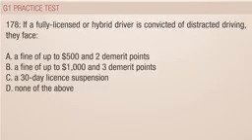Question 178. If a fully licensed or hybrid driver is convicted of distracted driving, they face A. A fine of up to $500 and 2 demerit points. B. A fine of up to $1,000 and 3 demerit points. C. A 30-day license suspension. D. None of the above.